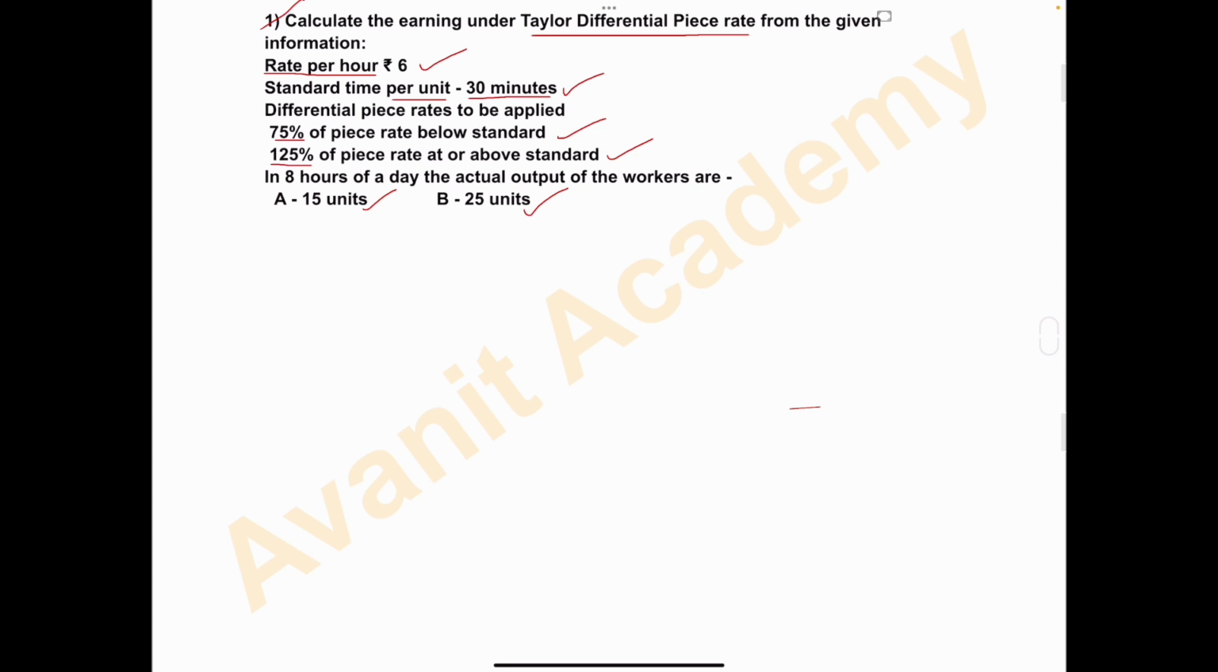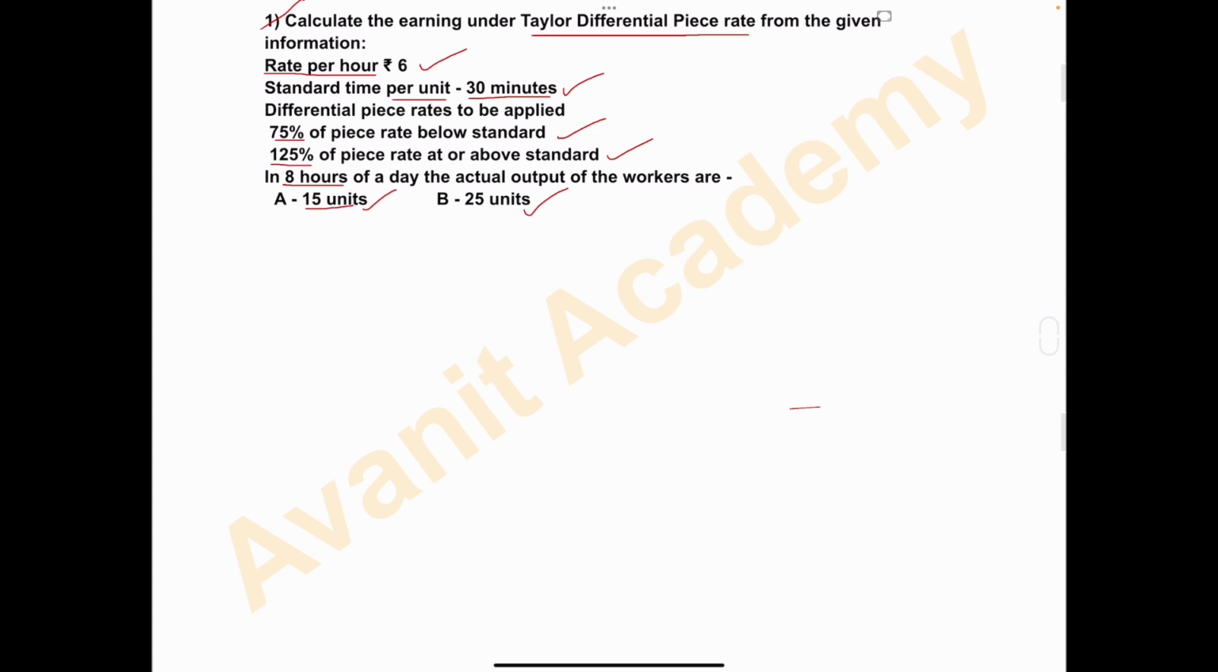And the differential piece rate applied here: the workers who perform below the standard, to them 75% piece rate is applied, and the workers whose output is at or above the standard, to them we have to apply 125% of piece rate. So total hours worked by the worker is 8 hours. Okay, in a day, 8 hours they have worked, and in these 8 hours, Mr. A has produced 15 units, Mr.